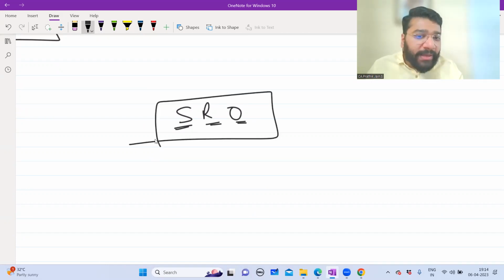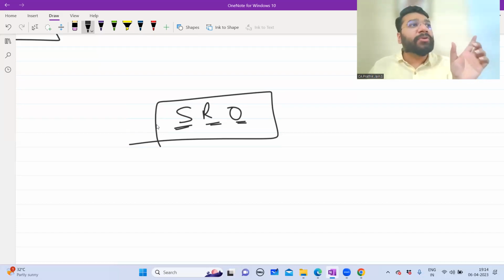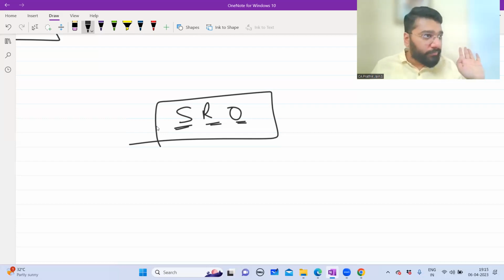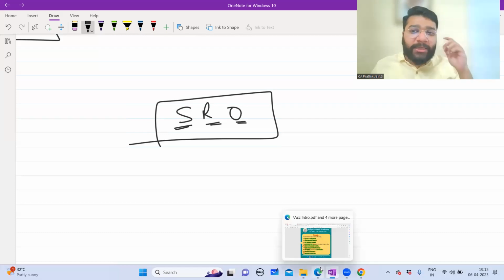So you will get the SRO registration number. This SRO number will be with you throughout, until you complete your final journey. This SRO number is like your Aadhaar card, a number dedicated to you. Am I clear? So these are the documents that you have to keep ready.